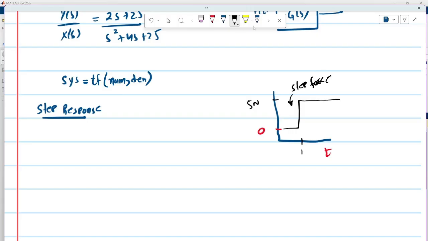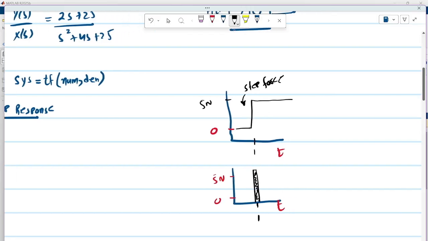If it is an impulse force, let's say this is zero force, this is 5 Newton, and that's a timeline. At any time instant, let's say 1 second, you applied an impulse force for a very short duration of time, and then it was removed.